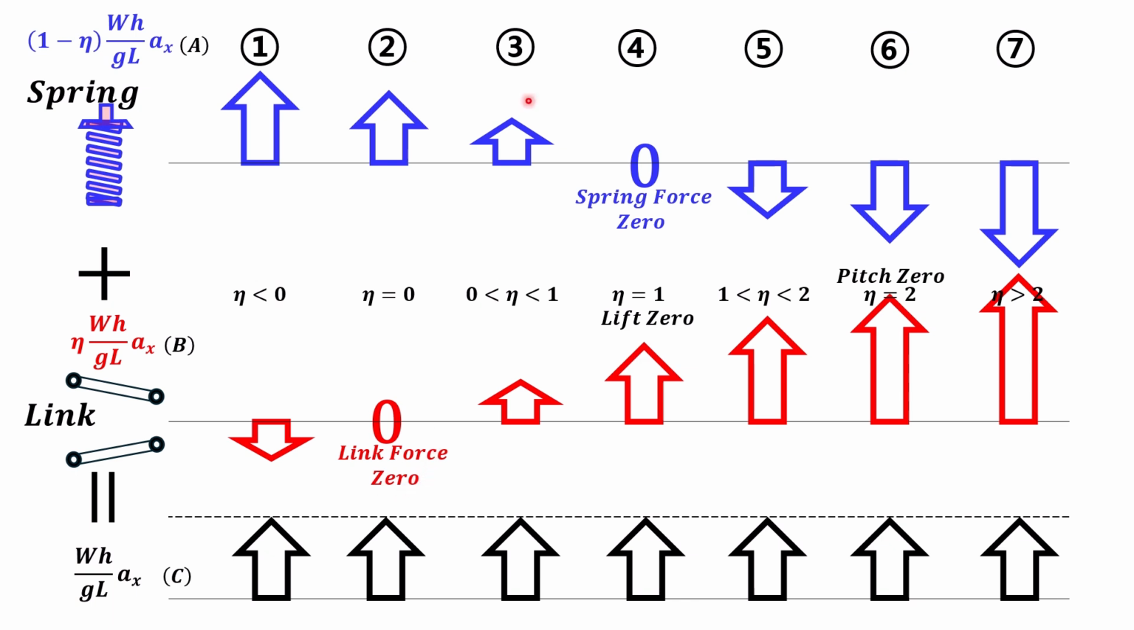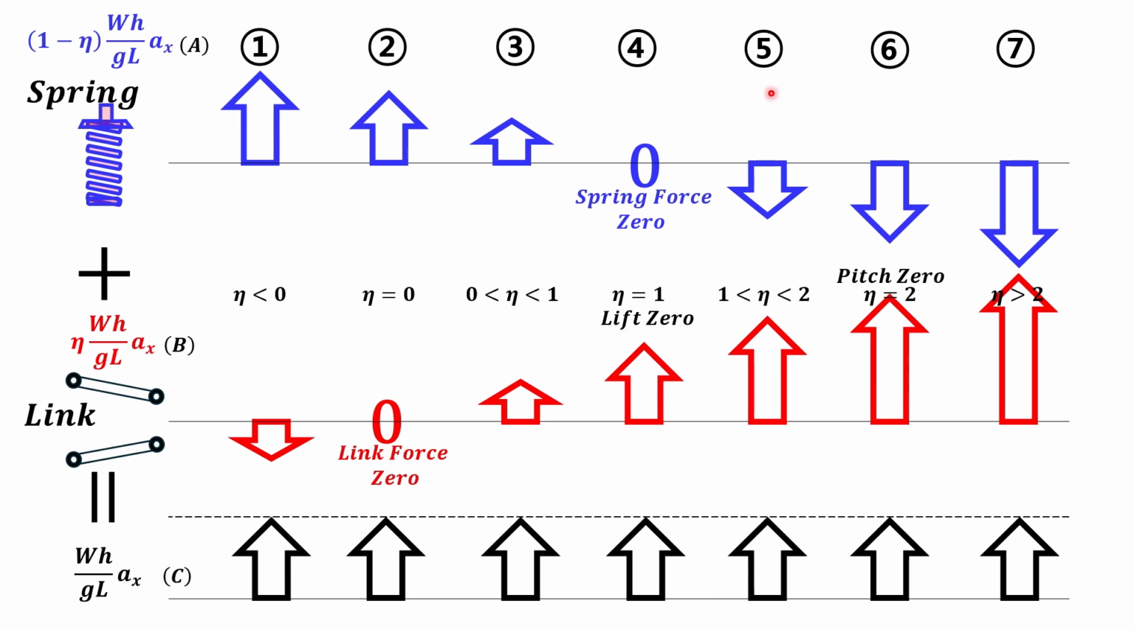Number 3 indicates that, if the virtual reaction point lies between the horizontal line of the wheel center and the lift 0 line, the eta is greater than 0 and less than 1, and both the vertical force tensioning the spring and the vertical resultant force tensing the links are vertically upward. Number 4 indicates that, if the virtual reaction point lies on the lift 0 line, the eta is 1, the vertical force tensioning the spring is eliminated, and only the vertical resultant force tensing the links acts. In this case, the lift becomes 0.